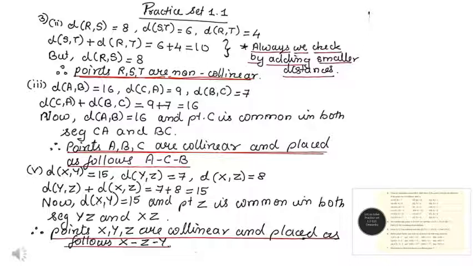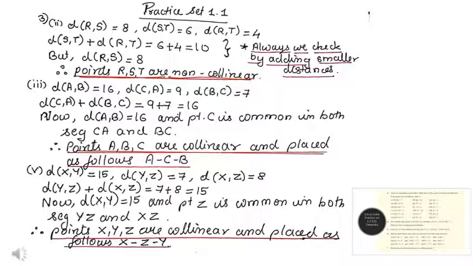Now as I had told you in the earlier slide, we always combine the smaller distances first. So we have distance ST plus distance RT, which is 6 plus 4, which is 10. Now I have made a star and given a small note for you, that is, always we check by adding the smaller distances. So you will always remember this. Then we compare it with the longer distance, that is distance RS, which is 8. So here they don't match and therefore the points are not collinear, they are non-collinear.